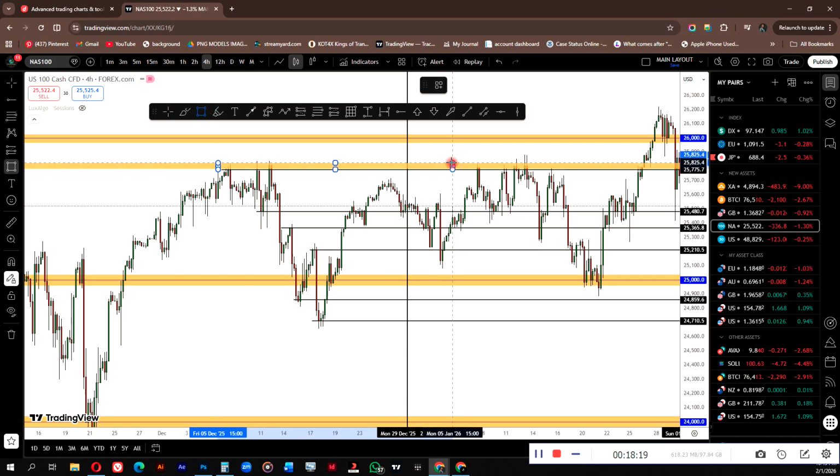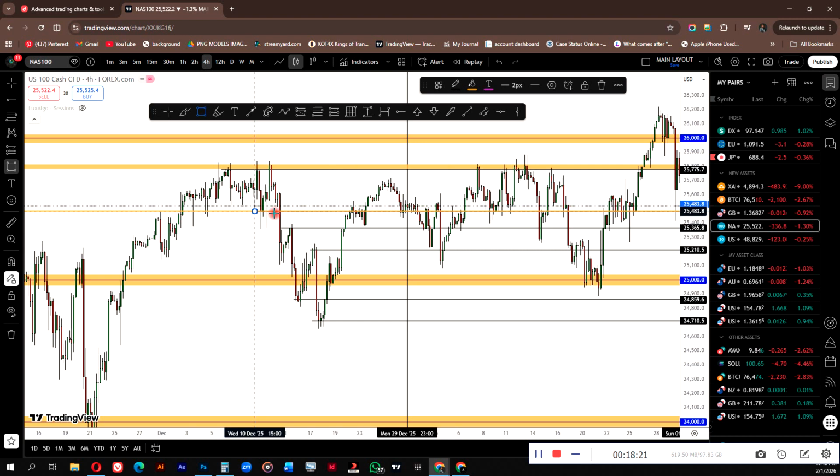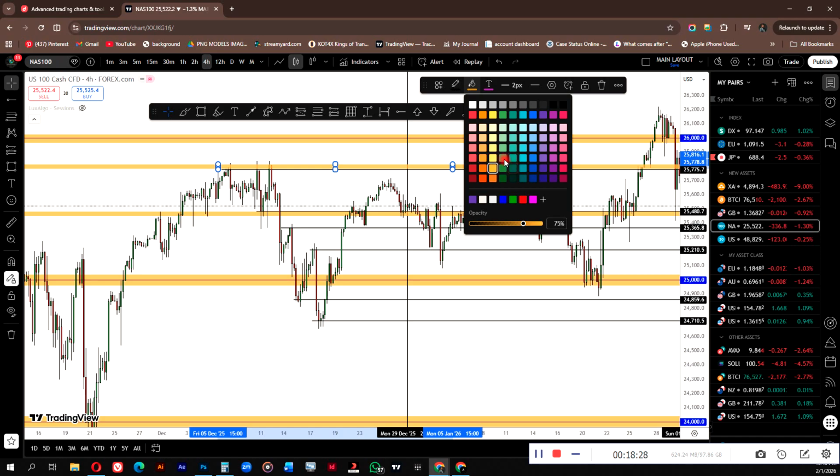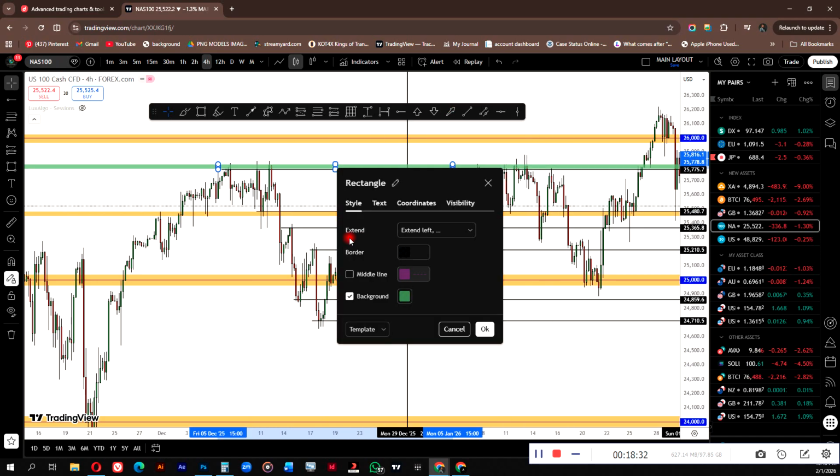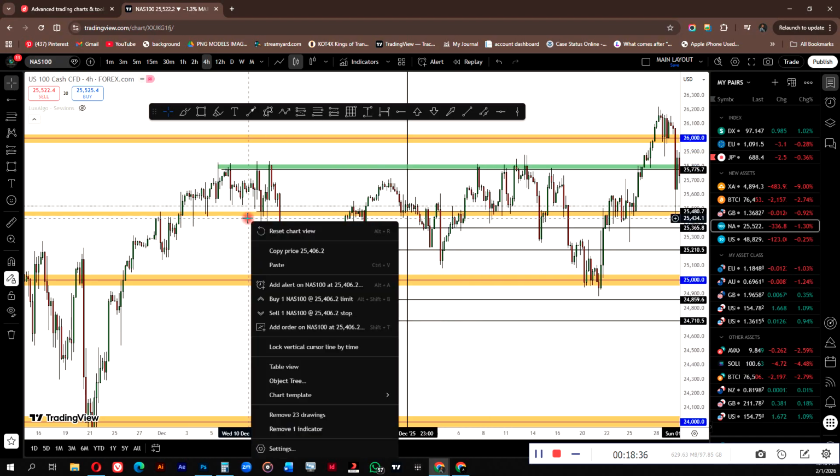So we had this one. Look at it, guys. I don't want to use the same line, and I don't want it to stretch to the left. I want it to go only to the right.